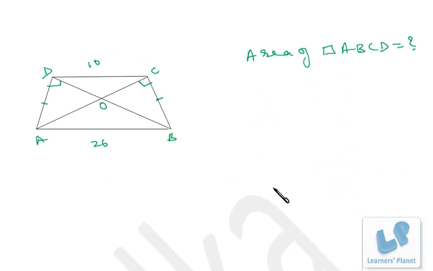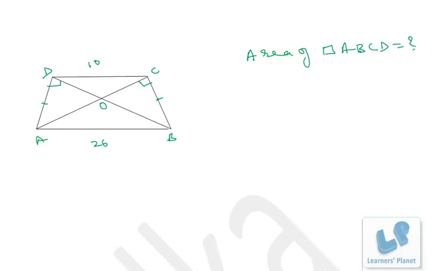Now friends, here we are having this problem. Here we are having a trapezium ABCD, an isosceles trapezium. The parallel sides are given to us as 10 and 26. AC is perpendicular to BC, and BD is perpendicular to AD, and their intersection point is O, and we have to find out the area of this trapezium.